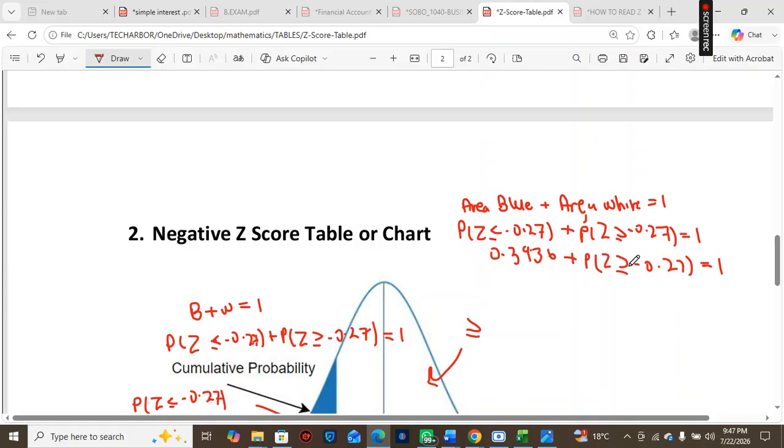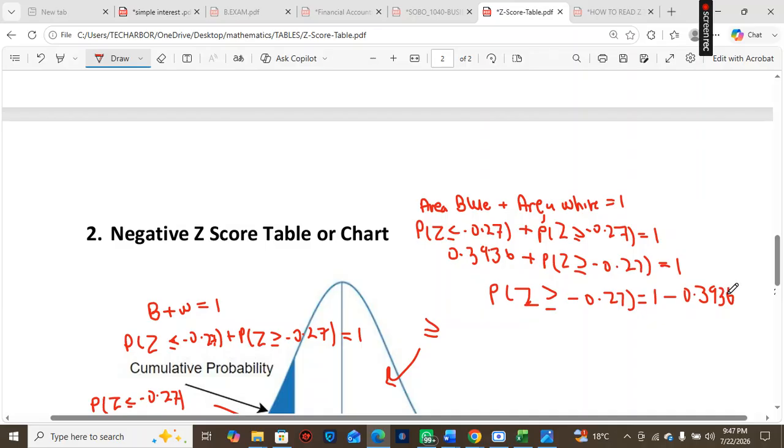So we want to find this. We take this 0.3936 over the equal sign. So we say the probability that Z is greater than or equal to negative 0.27 equals 1 minus 0.3936. Okay, 1 minus 0.3936.